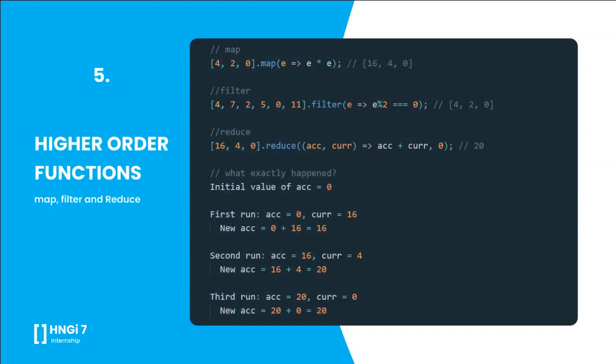So let's look at the 5th one, which is higher order functions. Higher order functions and arrays. Actually, there are more of them, about 5 of them. We have dot forEach, filter, sort, but I'll only be talking about map, filter, and reduce in this one. So let's take a look at map.